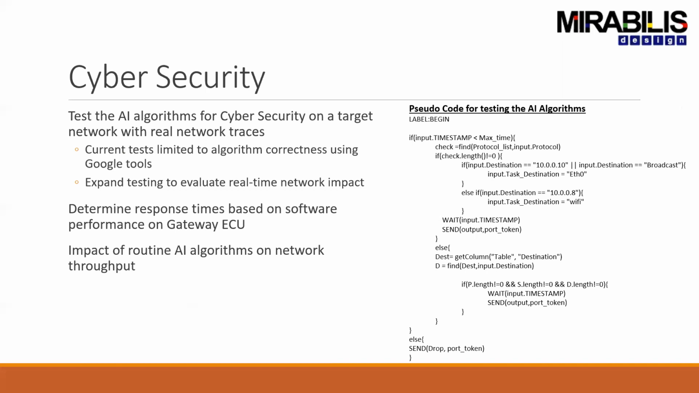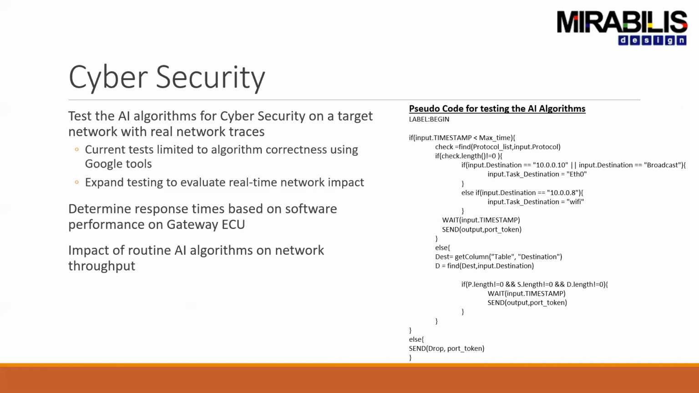What does that mean? Two things. One is these AI algorithms are running on top of hardware, which is a gateway ECU. So what is the response time on the gateway ECU based on the application, based on the data type coming in, and based on everything else that's running on that ECU?